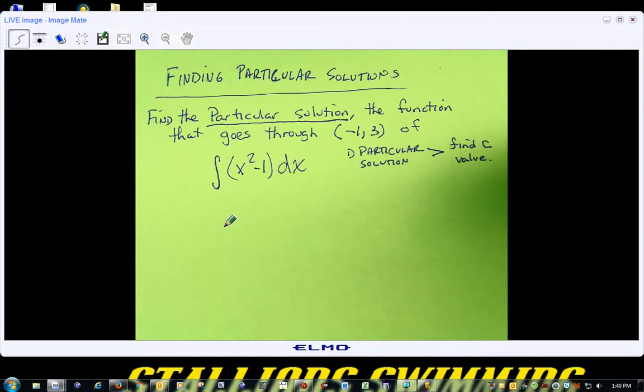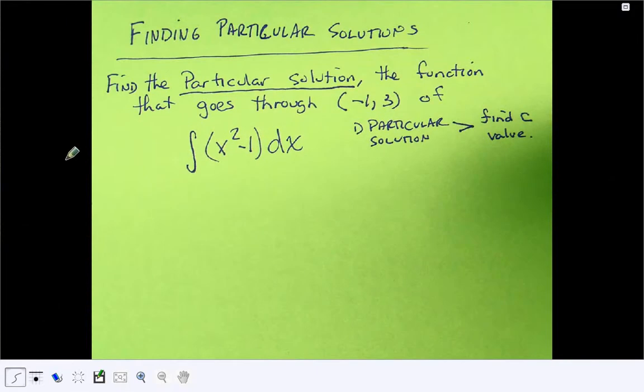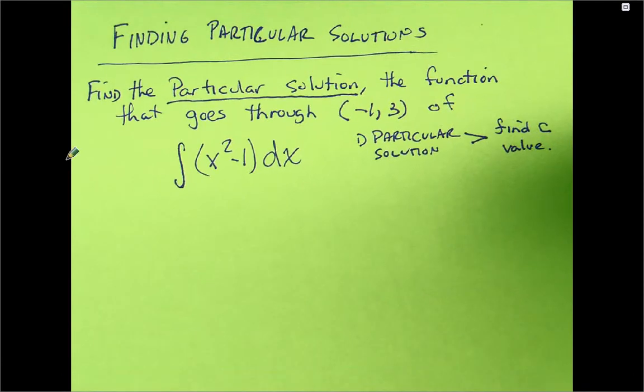Alright, so we're finding this particular solution, which means if you think of the word particular solution, we're finding one solution. We're finding that one equation, that one function. That one is going to be the antiderivative of x squared minus 1, but also go through the point (-1, 3).